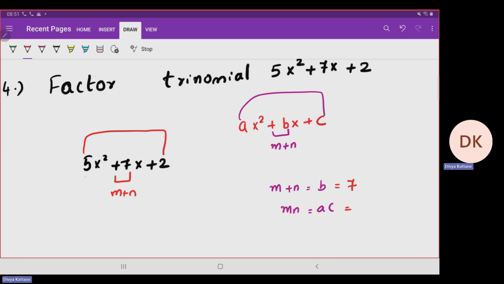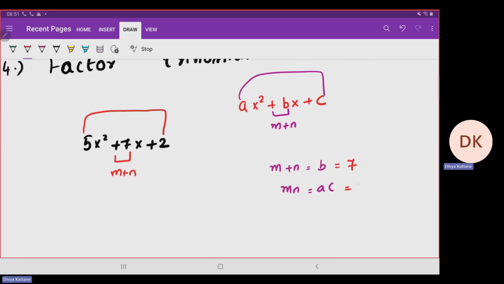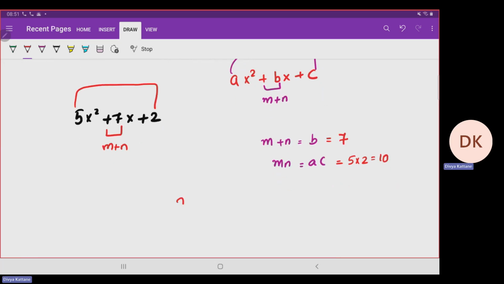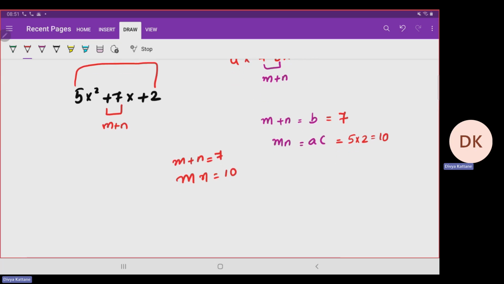In the place of a it is 5 and in the place of c it is 2. So a times c is 10. So I need to find two numbers which will give me product mn 10 and sum m + n 7. Which are the two numbers? If I take 5 and 2, what is 5 times 2? 10. What is 5 + 2? 7.